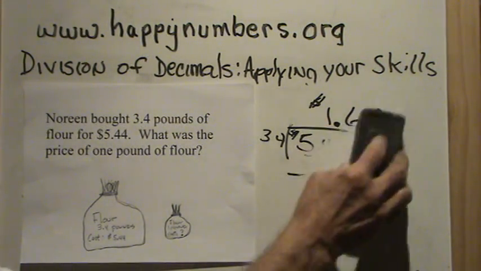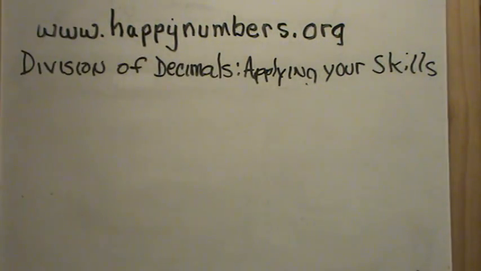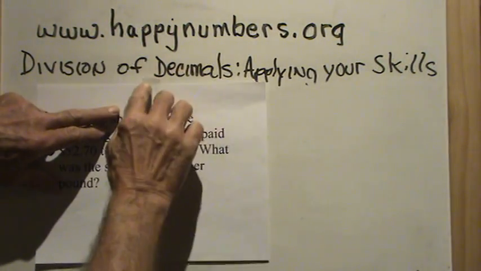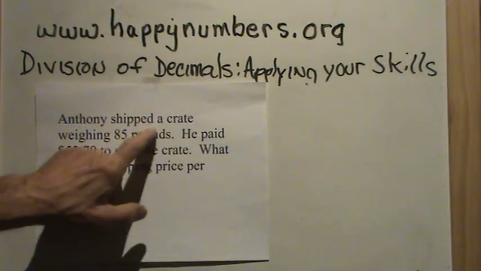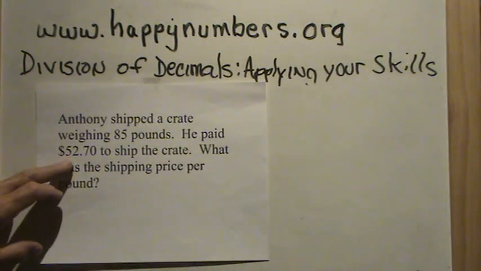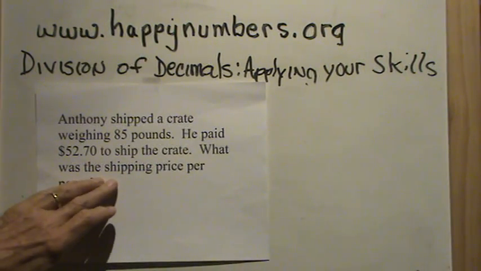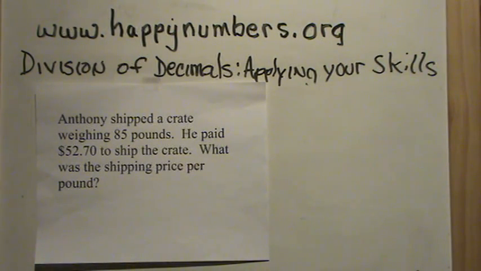Excellent. So I'm going to put one more problem up for you. Ask you to work it. Then turn on the DVD and we'll go quickly through it. Anthony shipped a crate weighing 85 pounds. He paid $52.70 to ship the crate. What was the shipping price per pound? Okay, so put your video or DVD on pause, work that, and then we'll go over it.